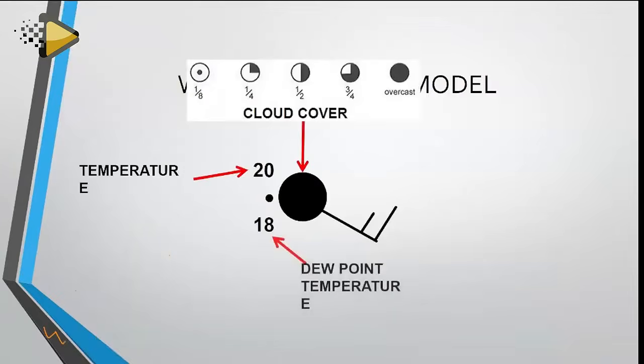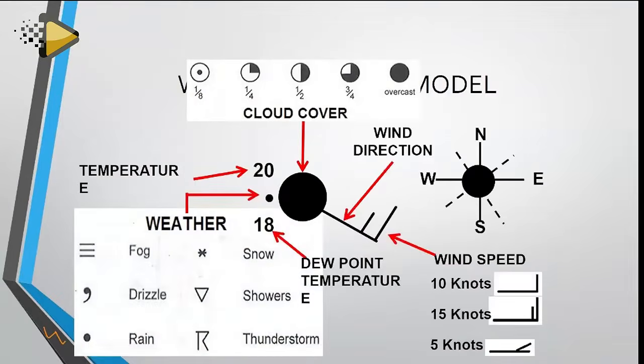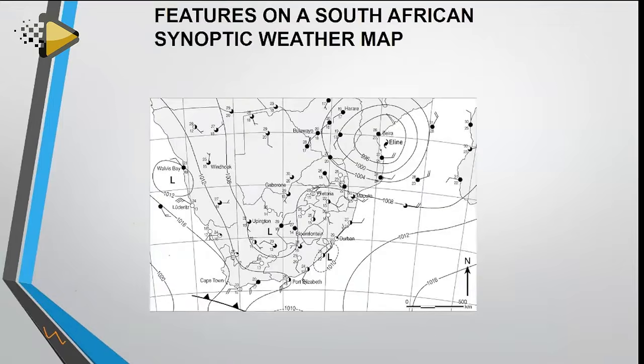Now we have station models here. We can look at the synoptic weather map. What is the season represented here? You must be able to identify that. This season will be summer, mainly because you are looking at the tropical cyclone there. So this is a synoptic weather map, and you must be able to look at the features there.